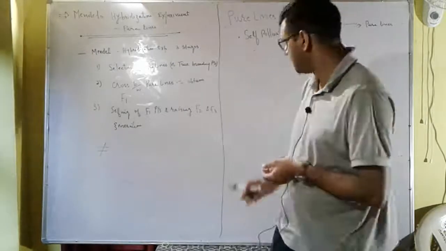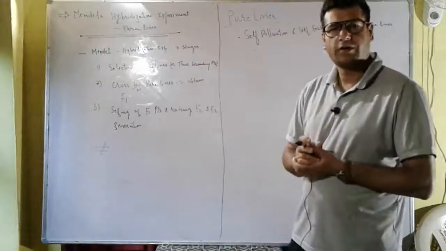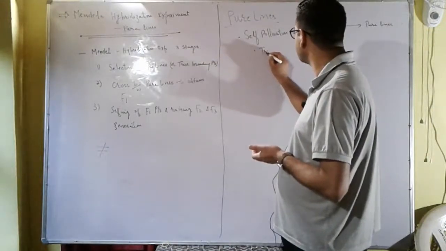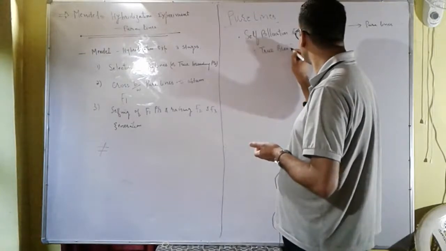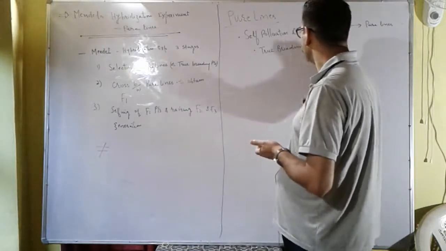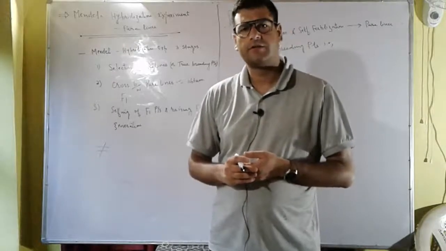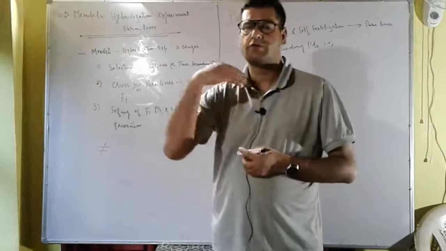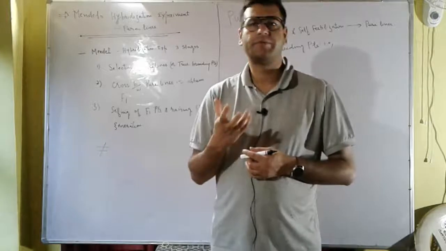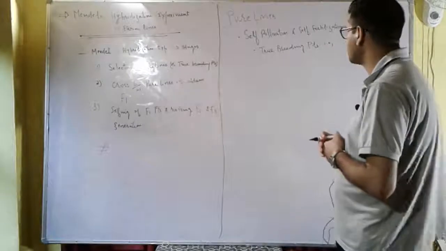So what are pure lines? How can we define pure lines? Pure lines are true breeding plants. That is, they produce offsprings which are phenotypically identical to their parents. That means the offsprings produced by these pure lines are phenotypically identical to their parents. So these are called pure lines.